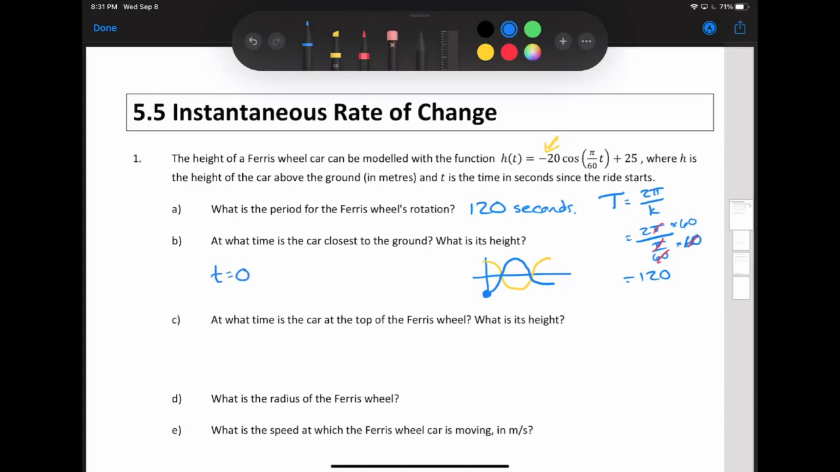What will its height be? Again, looking over to our equation here, our cos has a coefficient of negative 20, and we have a vertical translation of 25. That means the middle of the Ferris wheel will be 25 meters above the ground, and from there it will fluctuate up 20 or down 20. So its lowest point is going to be 25 minus 20, which is 5 meters above the ground.